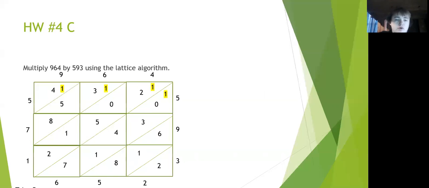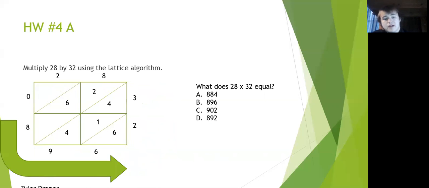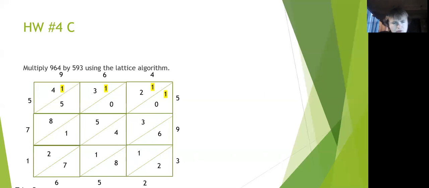Multiply 964 by 593 using the lattice algorithm. So I hope we're picking up a trend here. When we multiply a three-digit number by another 3-digit number, we're always going to have 6 digits in the answer. Whereas in this one, we're going to do 4 digits by 3 digits, and we have 7. Here we did 2 by 2, and we had 3 digits. All right. We were on C here.